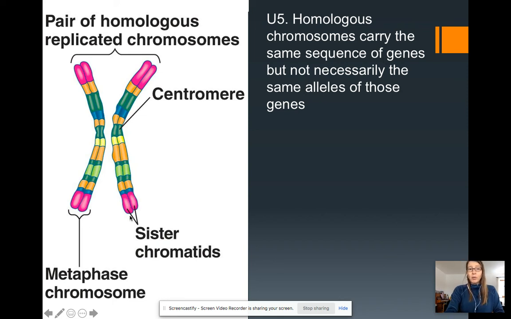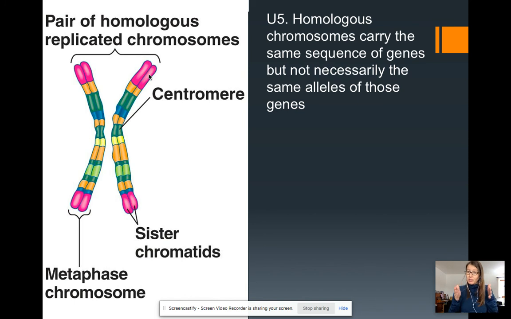Okay, so if this was chromosome 11, maybe right here would be the gene for sickle cell anemia, basically beta hemoglobin. This chromosome would have that gene here and the exact same loci on the other homologous chromosome. So they need to be found in the same spot. But the thing is, homologous chromosomes carry the same sequence of genes, but not necessarily the same alleles for those genes. So maybe this one has the normal beta hemoglobin, and maybe this one then has the base substitution mutation that results in the sickle cell beta hemoglobin.